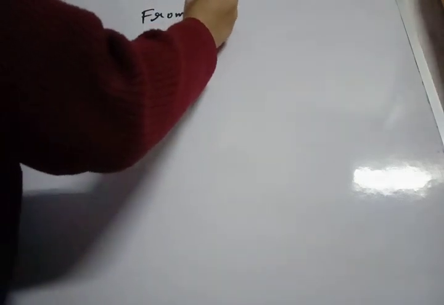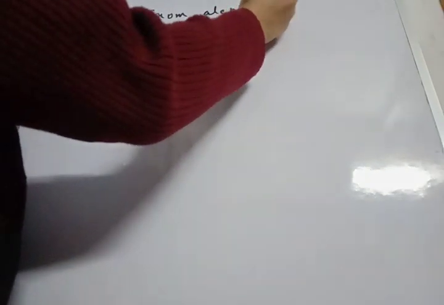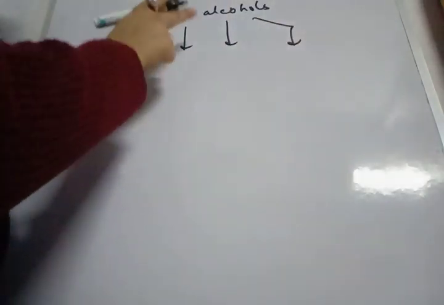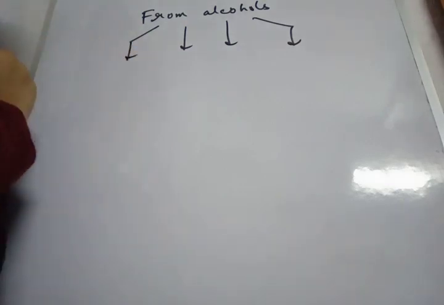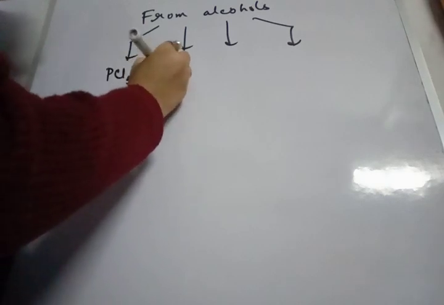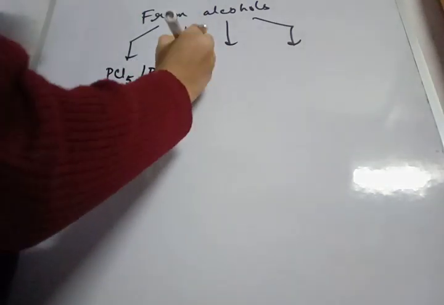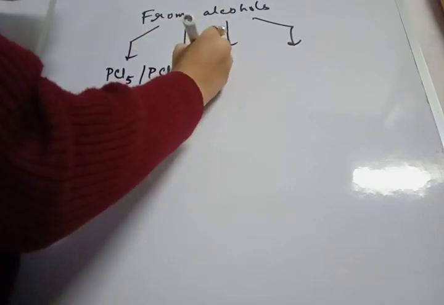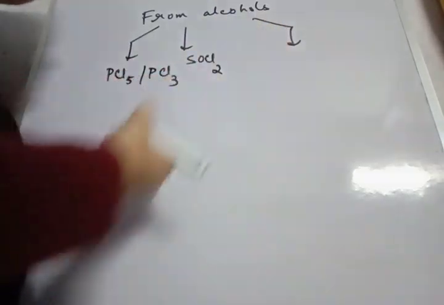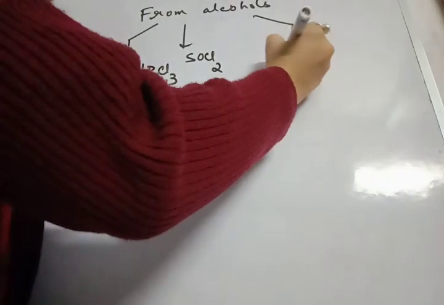Today we are going to do preparation of alkyl halides from alcohols. So, from alcohols, we have 4 methods. First is reaction of alcohols with phosphorus halides. Phosphorus halides means PCl5 or PCl3. Second is reaction of alcohols with thionyl chloride, that is SOCl2. And the last is reaction of alcohols with halogen acids.